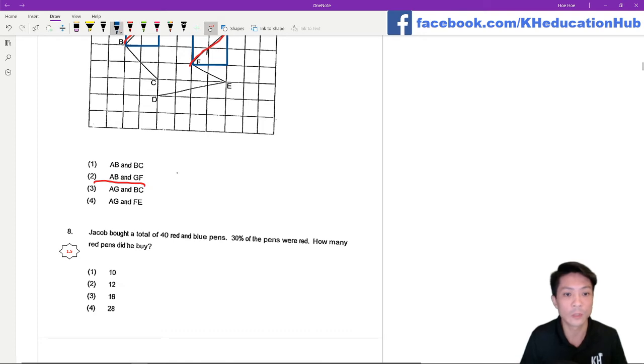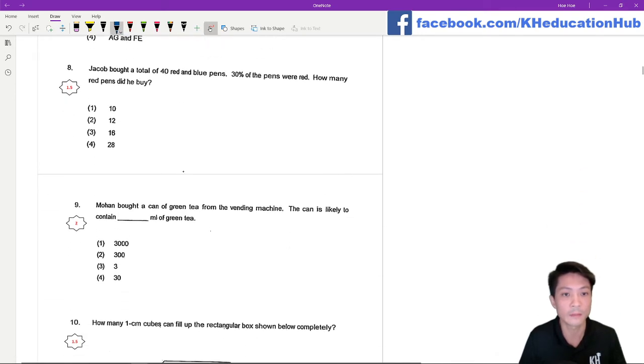Let's move on to the next question, question 8. Check bought a total of 40 red and blue pens. 30% of the pens were red. So how many red pens did he buy? You want to find what is 30% of 40 pens, right? So you multiply, we're going to cancel the 0, cancel the 0. 4 times 3 will give me 12. The answer is number 2.